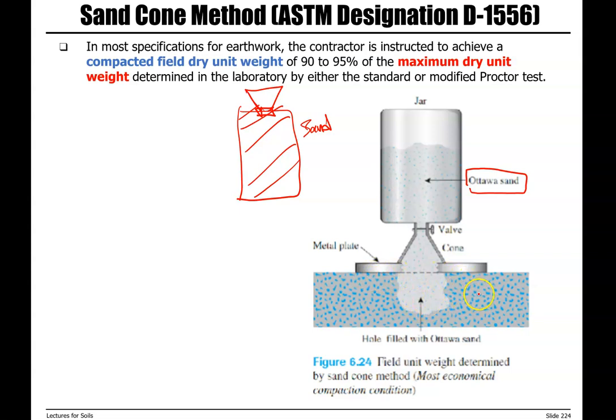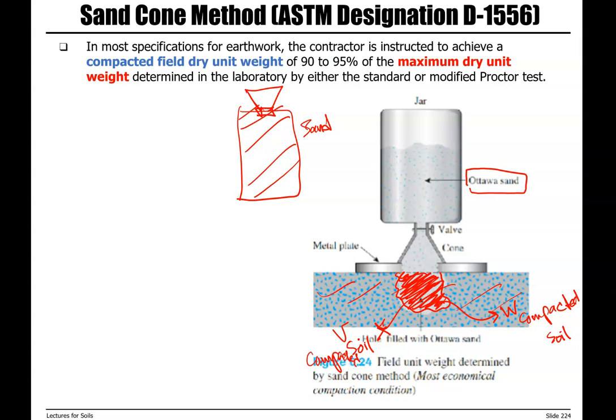So this is our compacted soil. We make a hole, remove this soil, and measure weight of compacted soil. We just remove it from there, put it in a container, use a scale to measure weight of soil here. But in order to calculate unit weight, we also need to know what is the volume of this compacted soil that we removed from there.